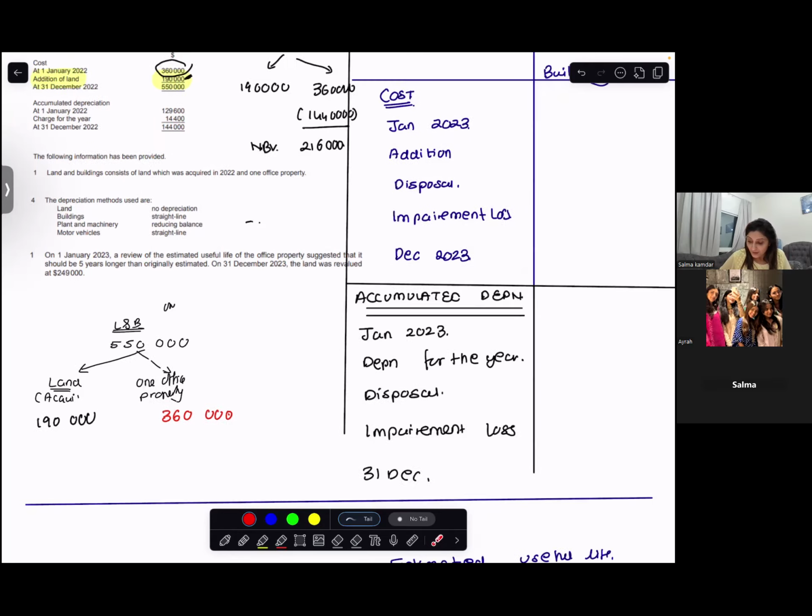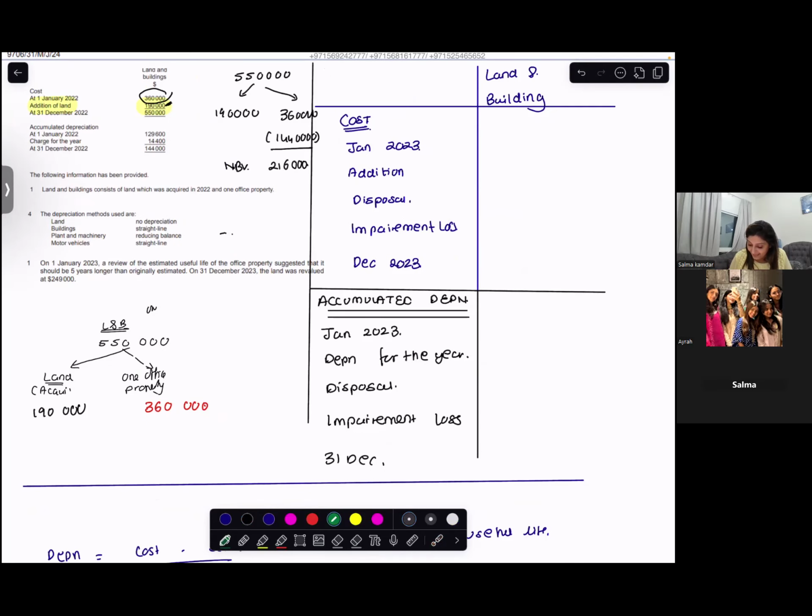With this information, I know one thing: the information that is not going to change is, when I am writing land and building, the cost will remain 550,000. The opening accumulated depreciation would remain 144,000. This includes the charge for 2022. Now, what I am looking at is the charge for the year 2023.